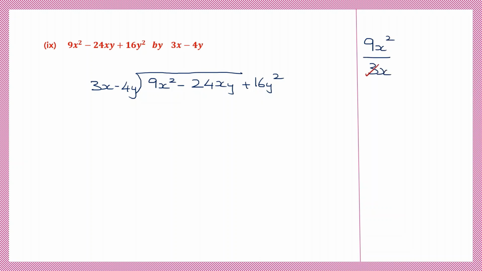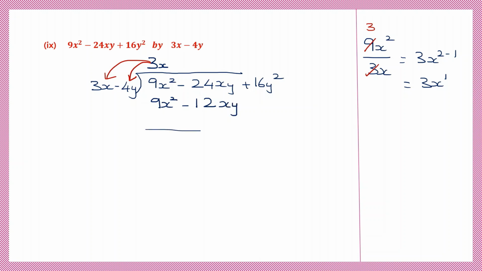Now 3 and 9, 3 3s are 9. So our number is 3, and x to the power of 2 minus 1, which is 3x to the power of 1. So let's write 3x here, and now we need to multiply 3x and 3x. 3 3s are 9. So let's write that 9. x into x is x squared. Now multiply 3x into minus 4y. So first the sign is minus. 3 4s are 12. x into y is xy. So that part is done.